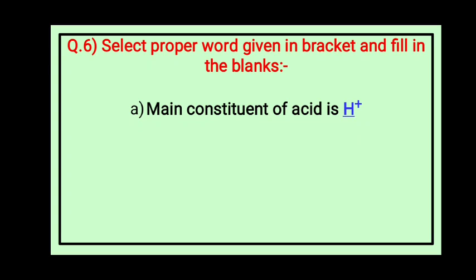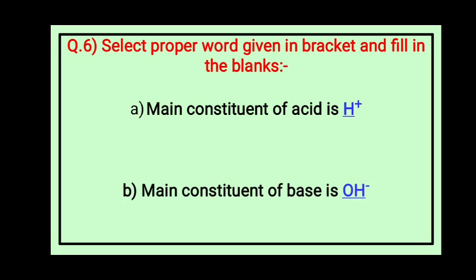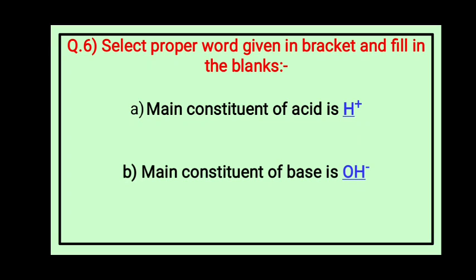The first one, main constituent of acid is dash, so that is H plus, hydrogen ion. Second, main constituent of base is OH minus, that is hydroxyl ion. One thing that you all need to remember, the plus and the minus signs that are written on the top, that is in the power, don't write it in front of the letter. It is always written on the top, H plus and OH minus.